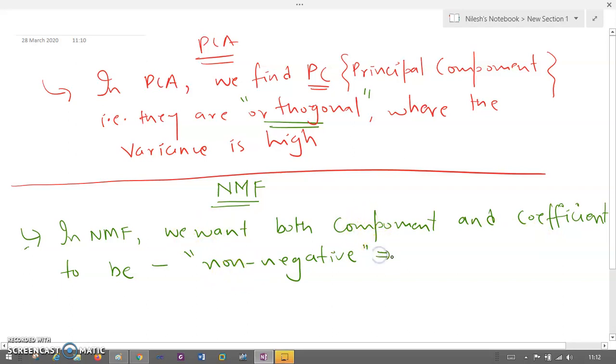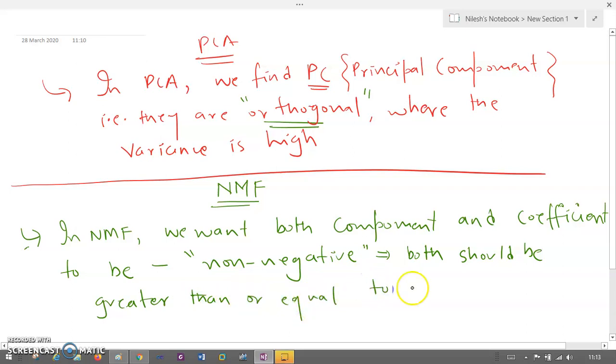That means if I say non-negative, then it means both should be greater than or equal to 0. This is what I meant. So in NMF, we want both the component, the principal component, and the coefficient to be non-negative. Here in PCA, those components should be orthogonal to each other. That is the only difference. We only want that it should be non-negative, or greater than or equal to 0.